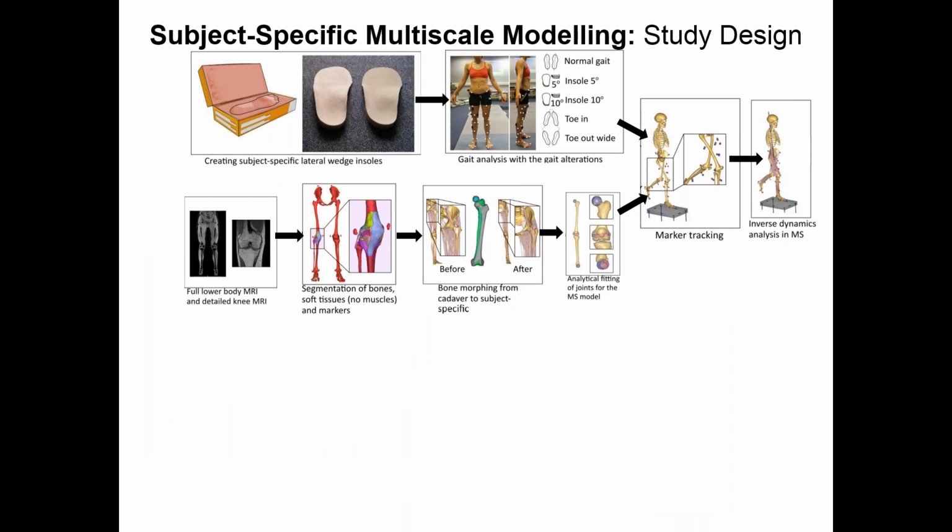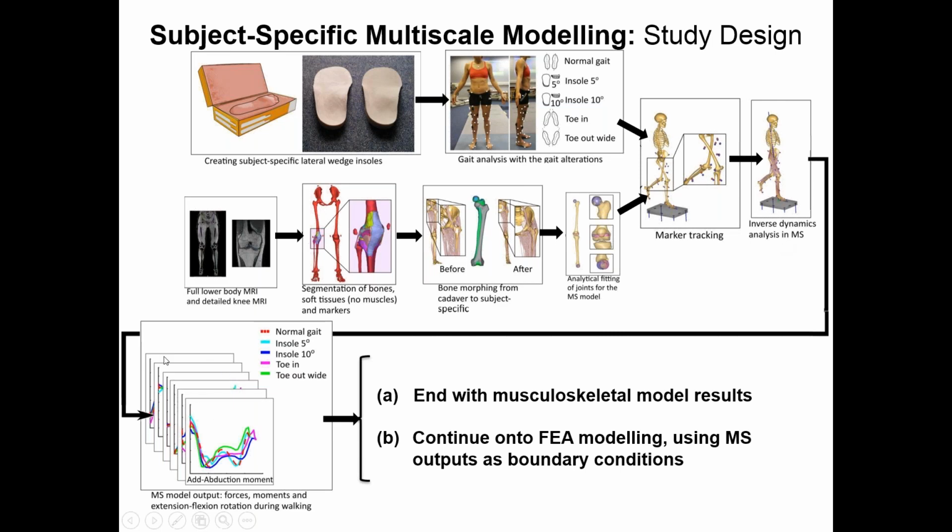Once we have done that, depending on how we choose the knee model, we're going to get some results out. For instance, that could be the knee adduction moment, or it could be the medial contact force, or whatever else you can get out of musculoskeletal simulation. So we could end here with the musculoskeletal model results, or we could continue on to the finite element models and then use these results as the boundary conditions.